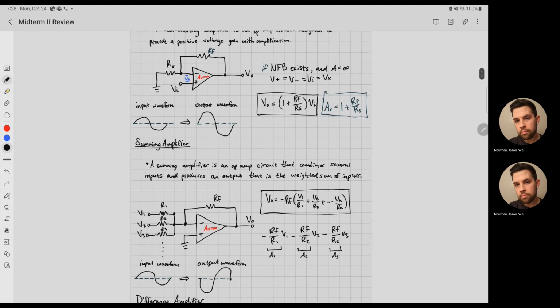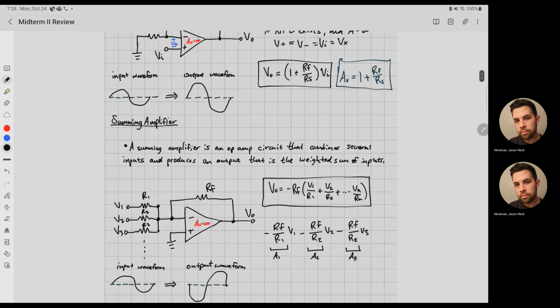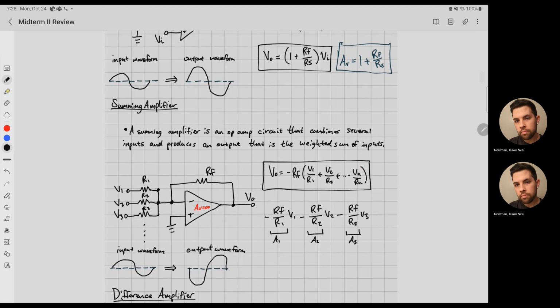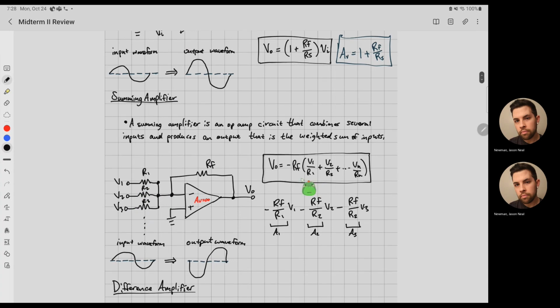So let's go down to the summing amplifier. The summing amplifier is an op-amp circuit that combines several inputs and produces an output that is the weighted sum of the inputs. Basically, it's just an inverting amplifier, but you have multiple sources. That's really all it is, just to simplify it down. It's an inverting amplifier, but with multiple sources attached to the input. So it's just a little bit of a different formula, not a big deal.